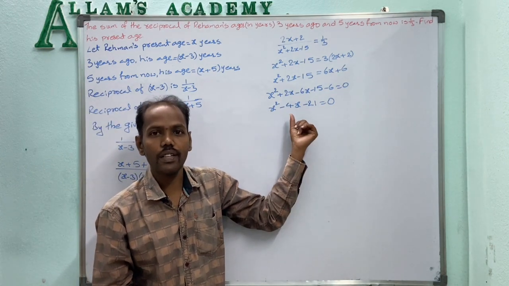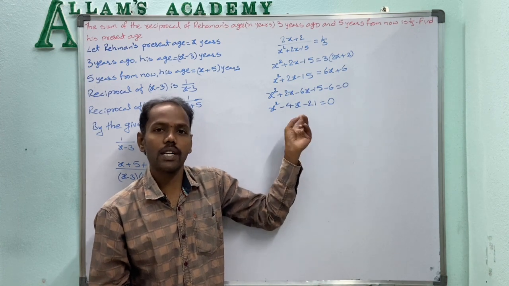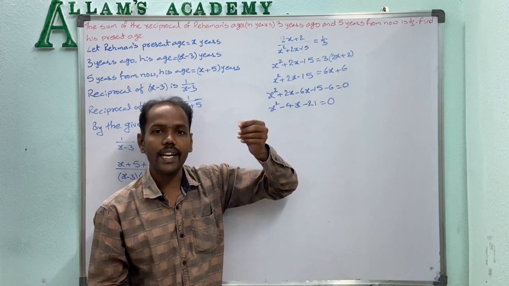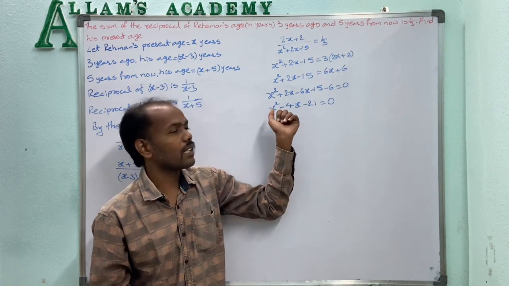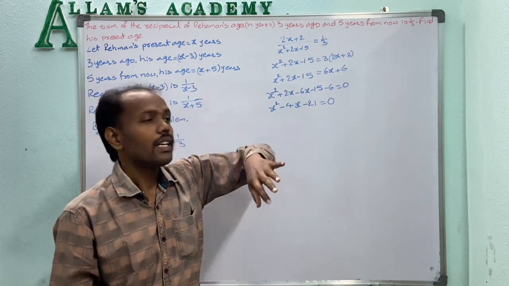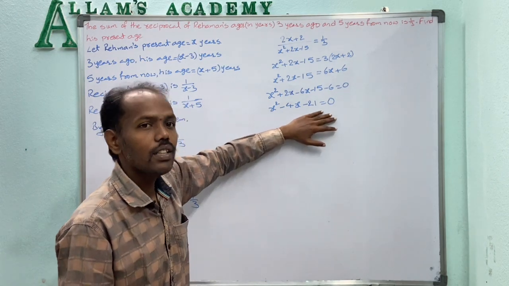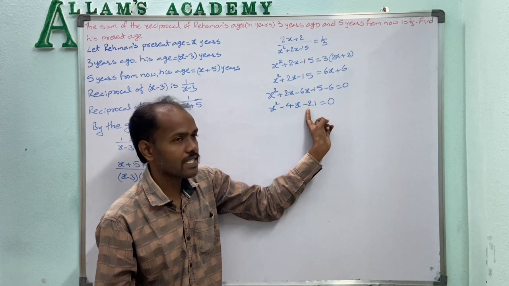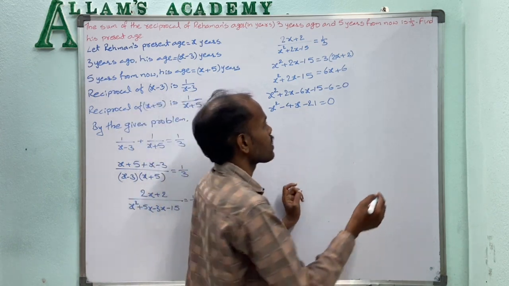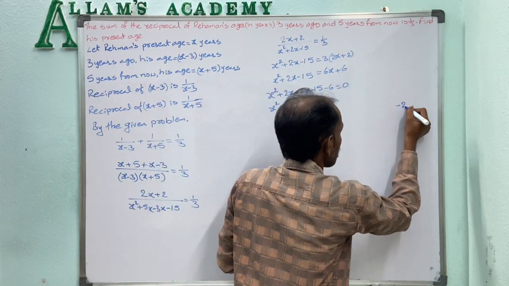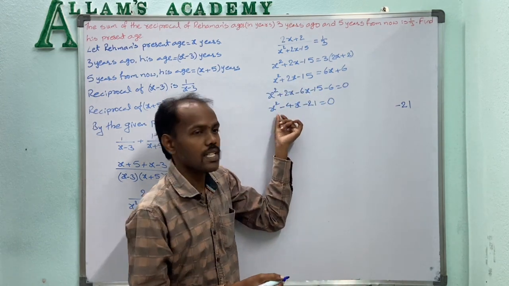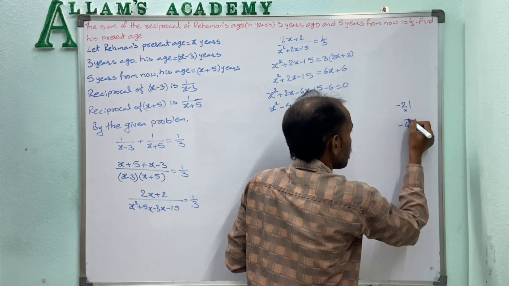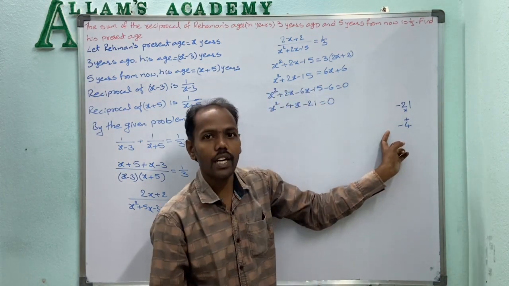Now solve this one through any of three methods: completing square method, otherwise factorization method, and then by quadratic formula. If we apply the factorization method, then we have to observe x square coefficient is nothing but 1 and the constant term is minus 21. That means 1 into minus 21 is minus 21 and x coefficient is minus 4. So by product any two numbers we get minus 21, by addition we want to get minus 4.